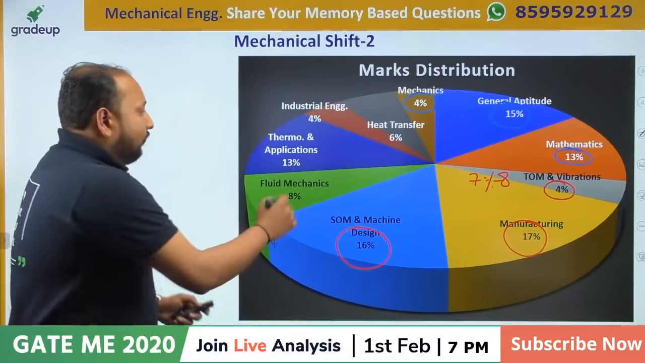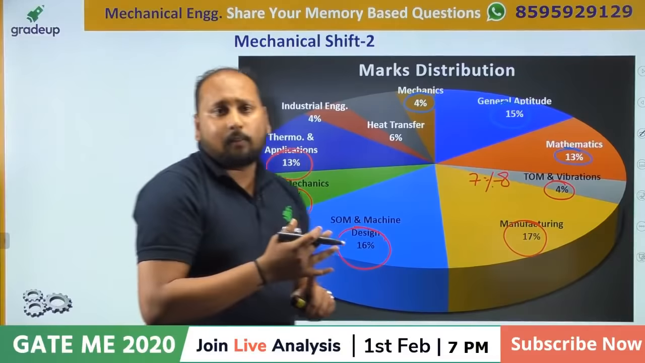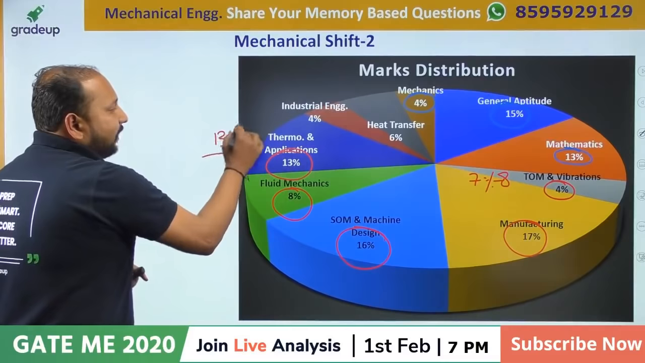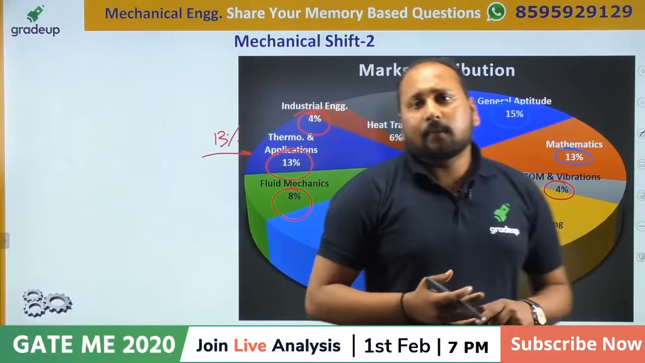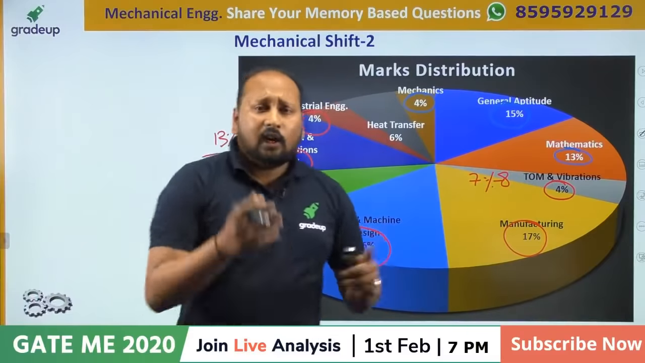Fluid mechanics is 8%. Thermo applications, that means RAC, power plant, IC engine, if I take collectively, carried a 13% weightage. Industrial is the same, 4%.